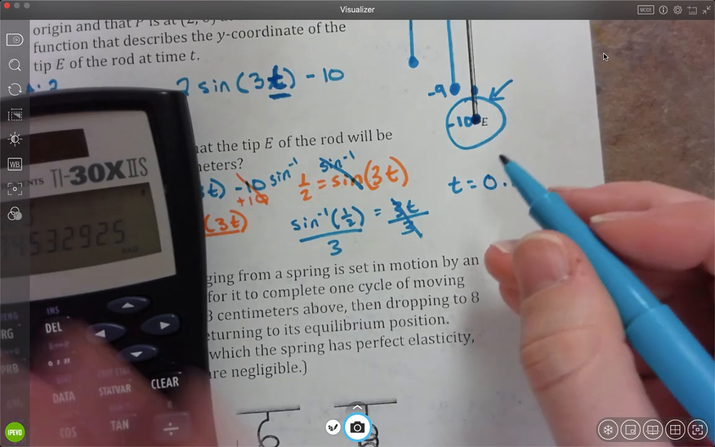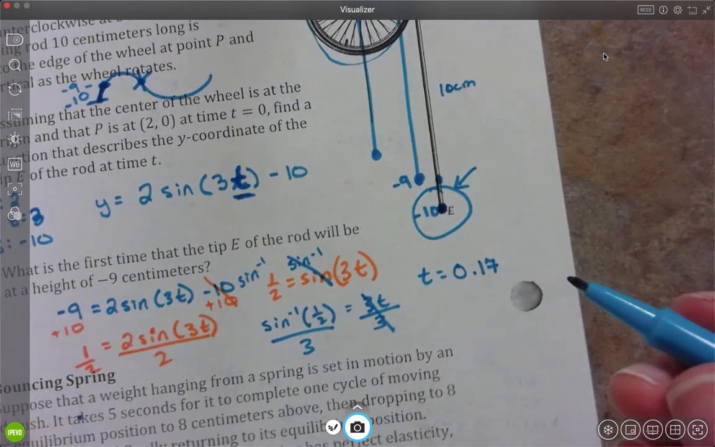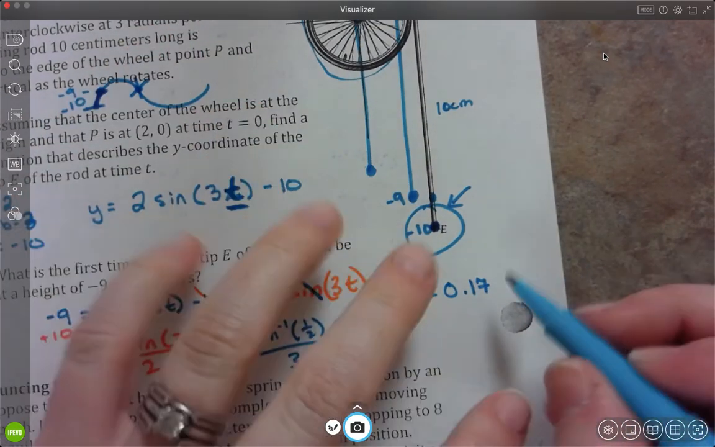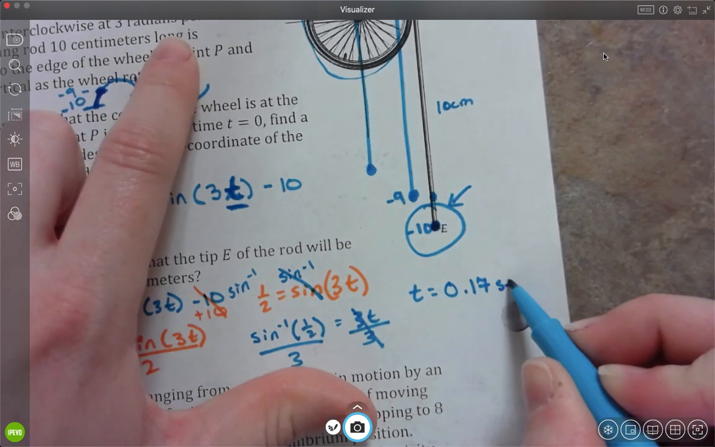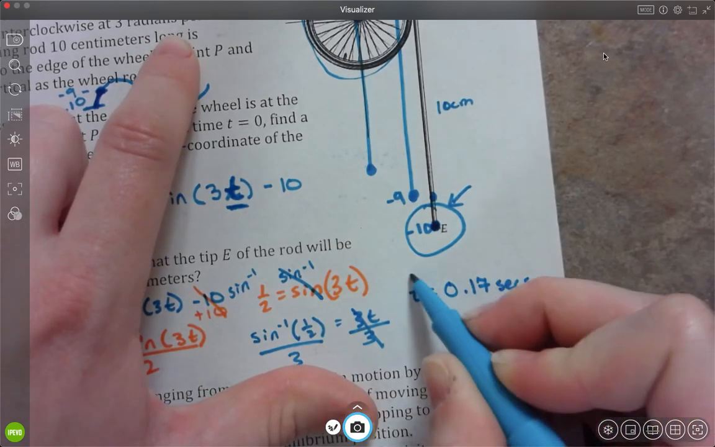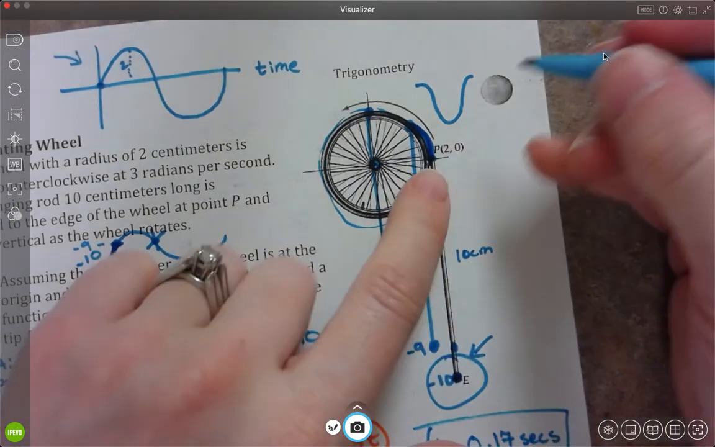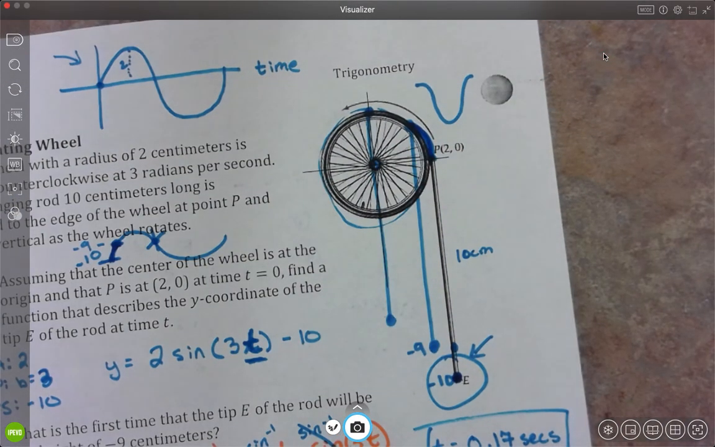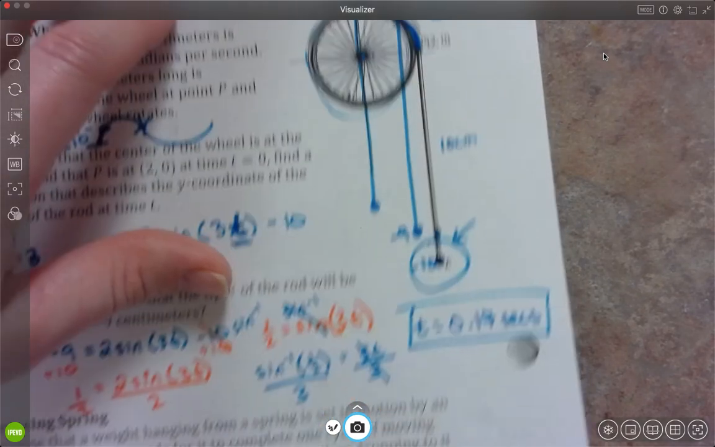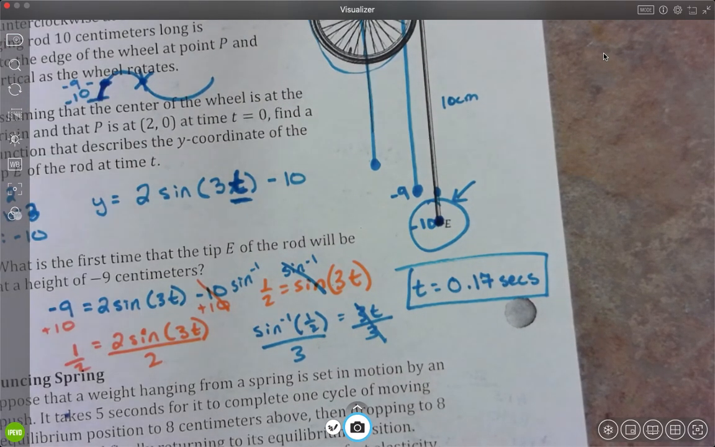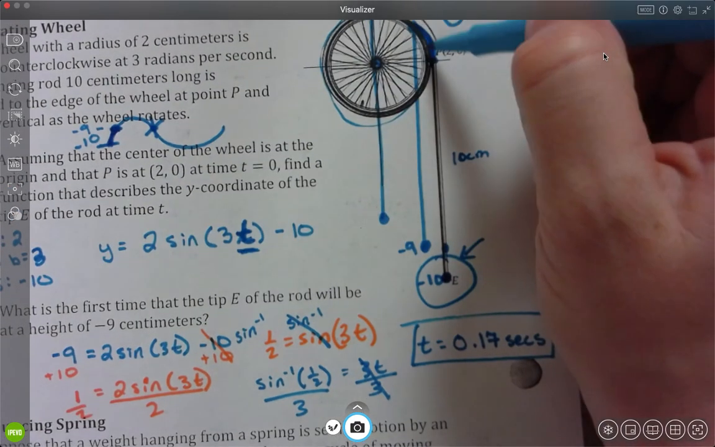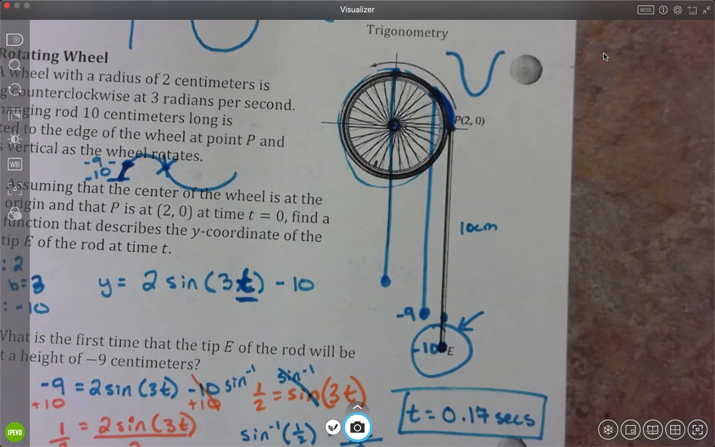Now what the heck does that mean? Time is labeled in seconds because that's what it was up here. So it will literally take 0.17 seconds for this wheel to rotate that much. That is not a very long amount of time, which means this is probably rotating pretty fast, because it's going that distance in a really short amount of time.